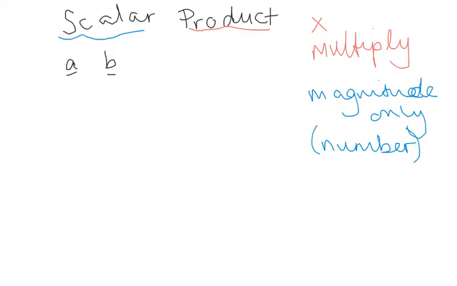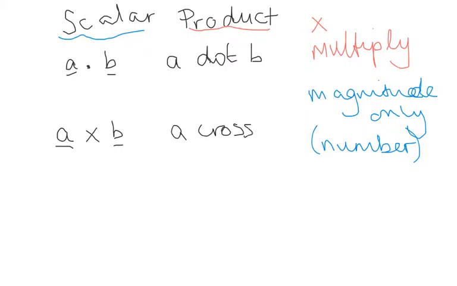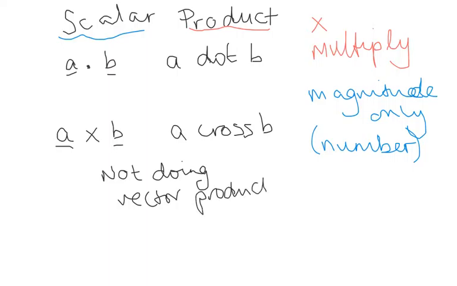You're not going to learn about the vector product, you're just going to learn about the scalar product, which we write as A dot B. There is another way to do this, A cross B. So this is a traditional multiply sign, but it actually means the vector product. So we're not doing this. Okay, so ignore the vector product.